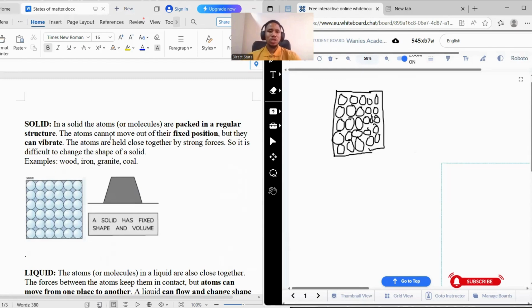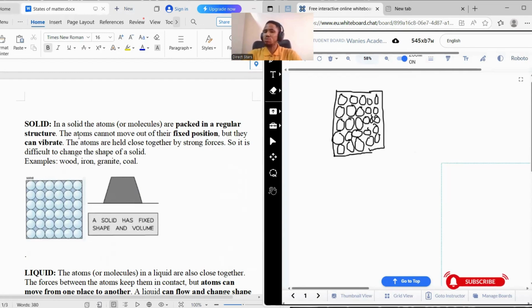So now let's go with this. In a solid, the atoms or molecules are packed in a regular structure. You can see a regular structure, with the rows and the colors. The atoms cannot move because they are in a fixed position, but they can vibrate.